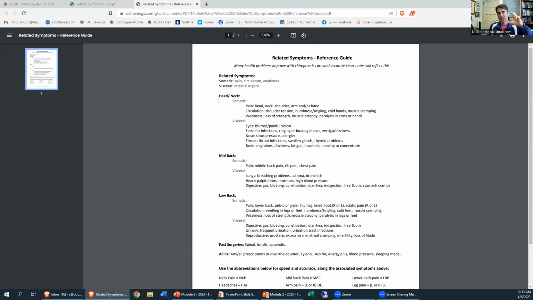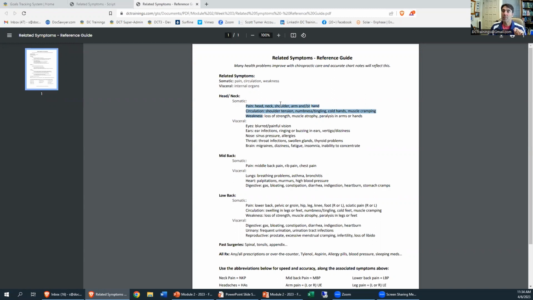So what we've done is we've subdivided the spine into 3 sections. And in each of those 3 sections, we've further subdivided it into 2 sections. So for example, head and neck, middle back, and lower back, that's the 3 sections. And then the 2 subsections are somatic and visceral. So under somatic, for the head and neck, for example, they could have pain. There's 3 more subsets. So it goes 3 sections of the spine. Then for each one of those sections, it goes somatic, visceral. And for each one of those sections, we go into pain, circulation, and weakness. These are symptoms related to.